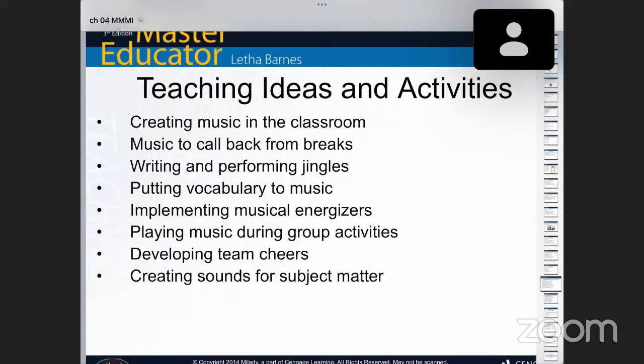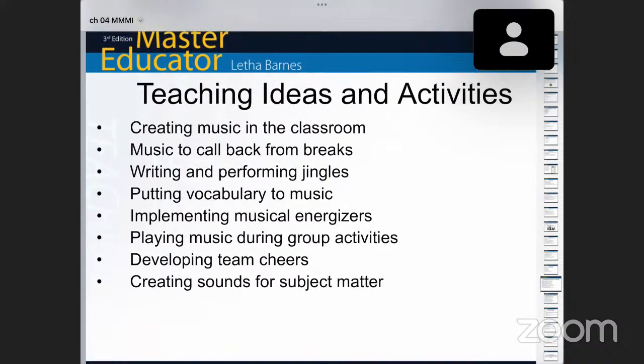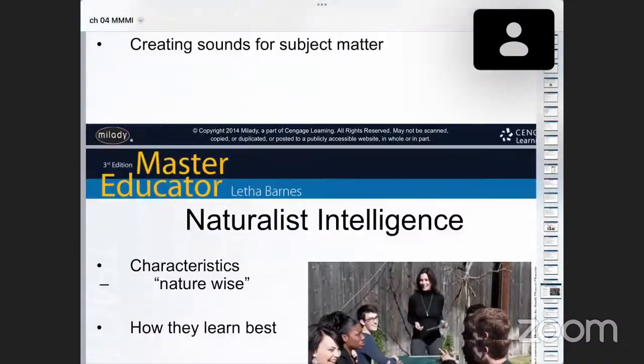Creating music in the classroom, so drums, beats, whatever. Playlists, get them moving. These are rhythm learners. Putting vocabulary to music, any of your training to music. Cheers and handshakes. We used to do everything.